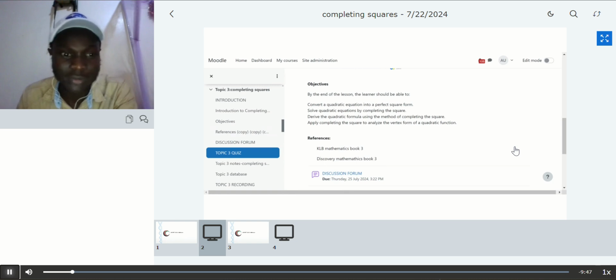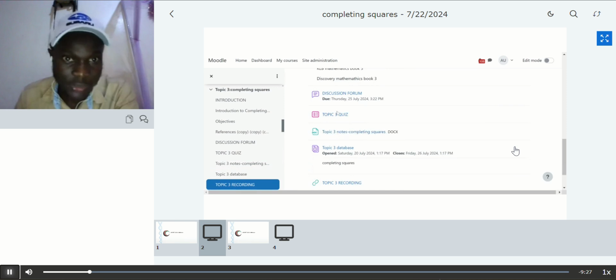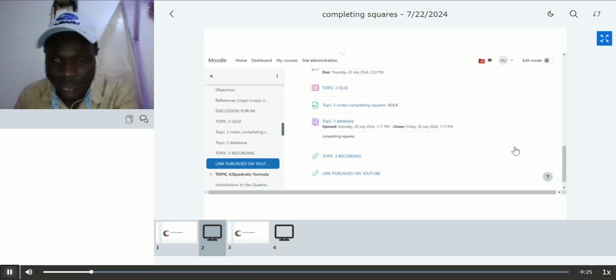into a perfect square form, solve quadratic equations by completing the square, derive the quadratic formula using the method of completing the square, and apply completing the square to analyze the vertex of a quadratic function. We have the references, that is Kelby Mathematics and Discovery Mathematics Book 3. We have the discussion forum and the topic quiz at the end of the lesson.